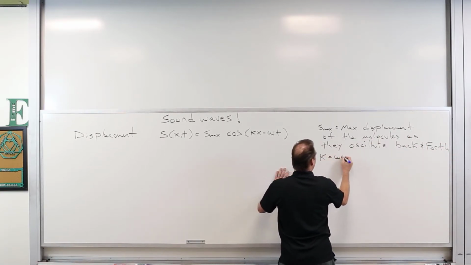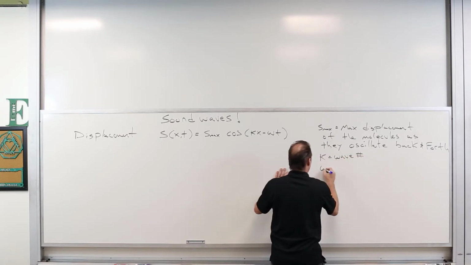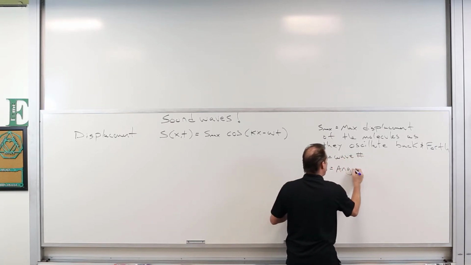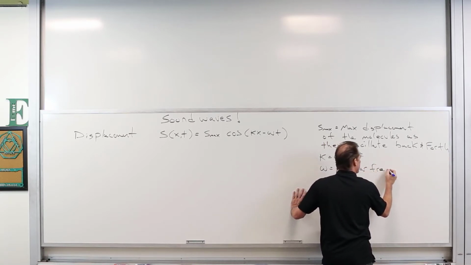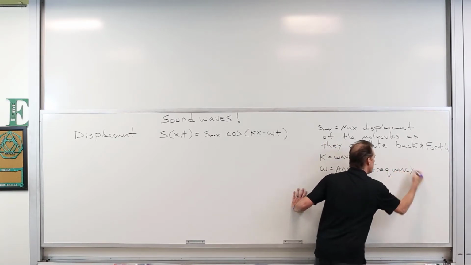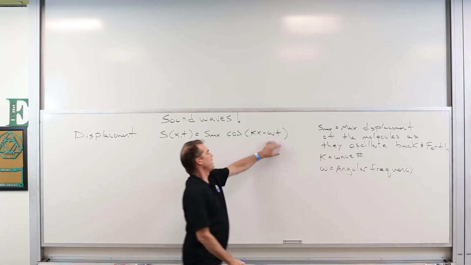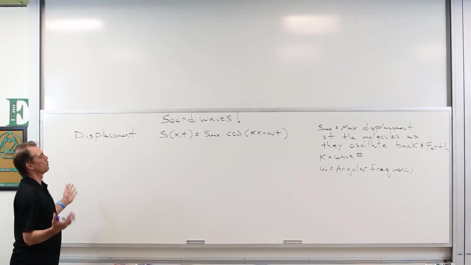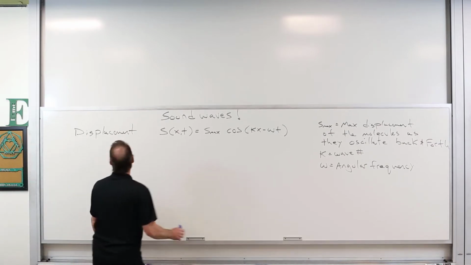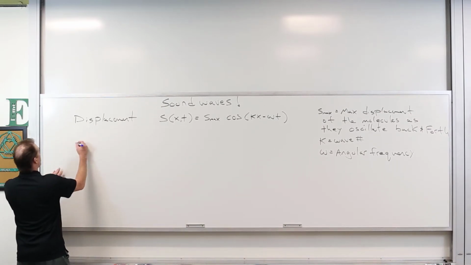K equals the wave number. Omega is the angular frequency. We got x is the position and t is the time. So this is what we've got, the actual displacement of air molecules. Or we can talk about pressure.